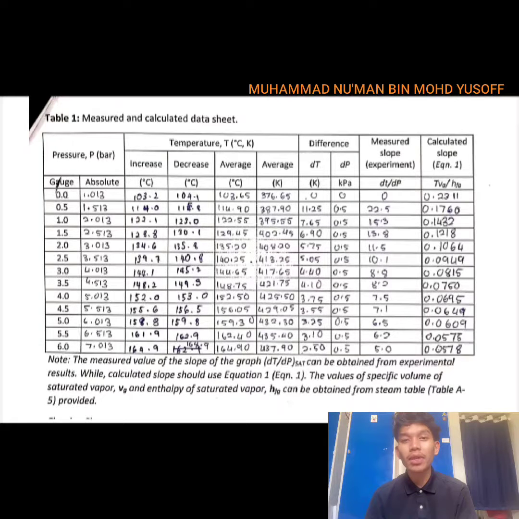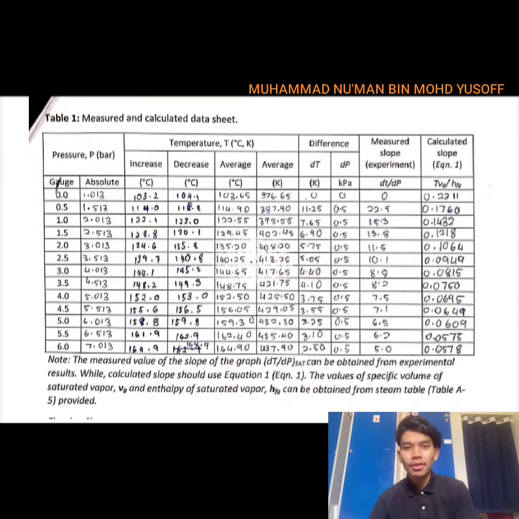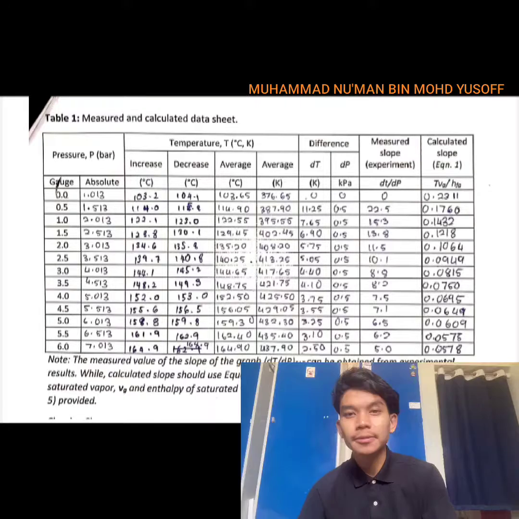Next, calculate the difference in temperature and pressure for each gauge. After that, the slope is measured using the given formula. Finally, calculate the slope using equation 1. For table 1, the temperature difference decreases while the pressure difference has a constant value. Not only that, the values of measured slope and calculated slope decrease. Other than that, the values are increasing.